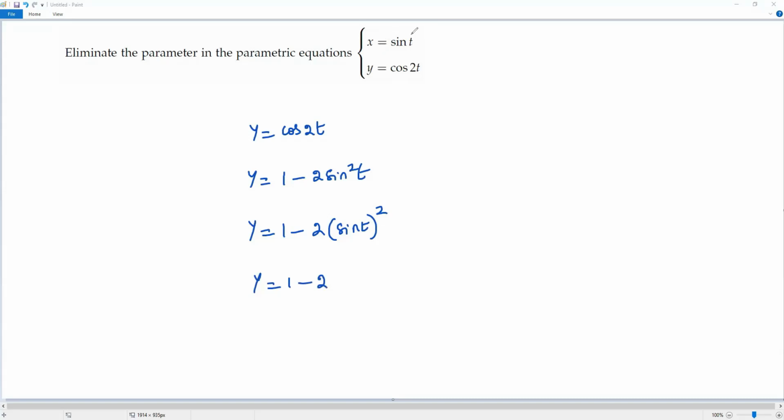So from the first parametric equation, I know that sine t is equal to x. So this sine t can be replaced with x. Then I get y is equal to 1 minus 2 times x square. So now I got the equation without the parameter t. That is, I have eliminated the parameter t and I got the equation in terms of the variables x and y.